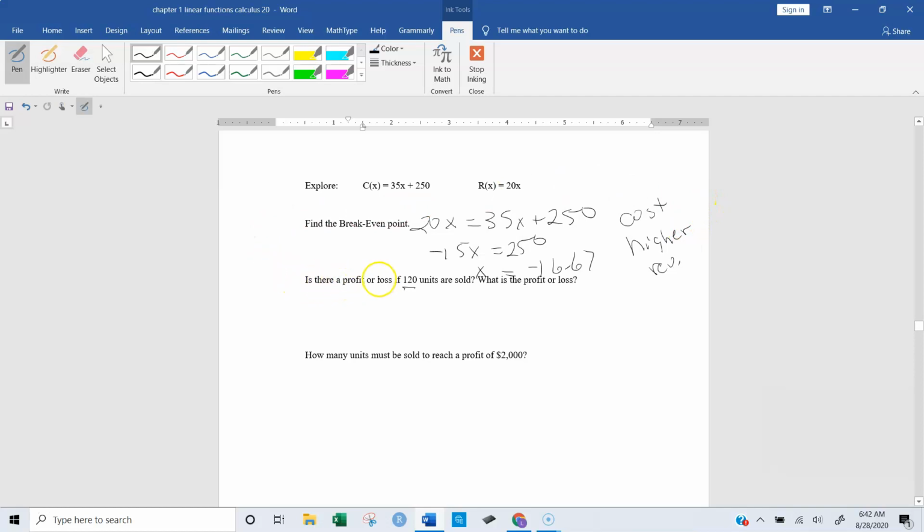Okay, so is there a profit or loss? Well, right now, because of this, I know it's a loss. I want to know how much I'm losing at 120 units. So we need to figure out our profit, right? We know profit is going to be my revenue minus my cost. So now we've got the profit is equal to a negative 15x minus the 250. Let's plug in our 120. So profit equals a negative 15 times 120 minus the 250. And my profit is negative 2,050.